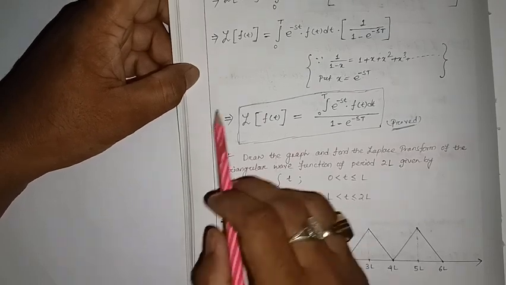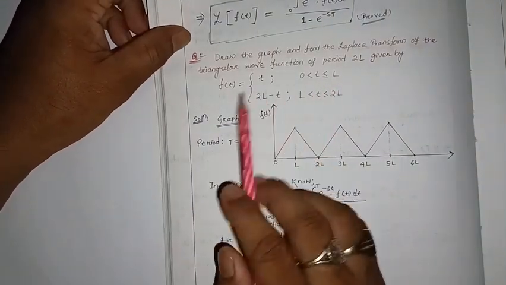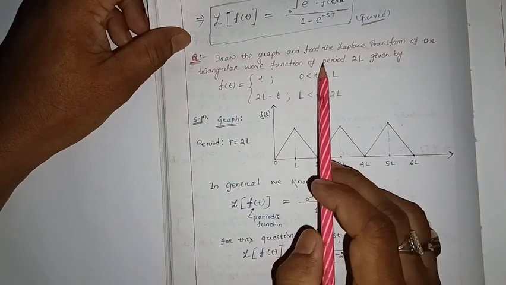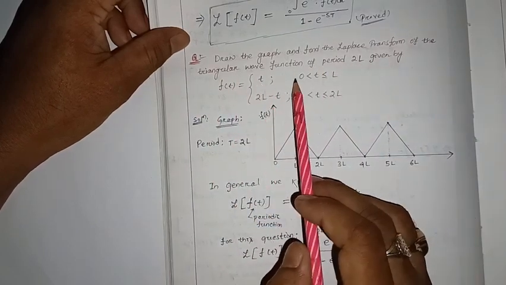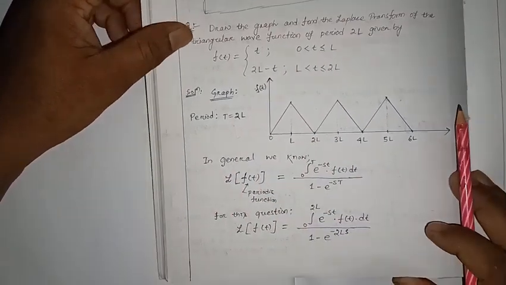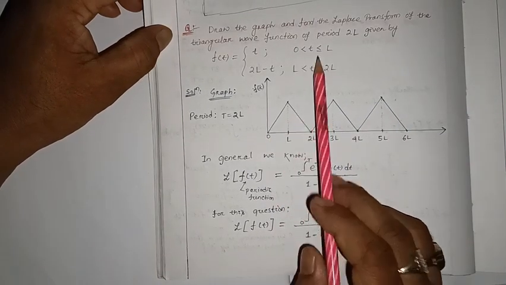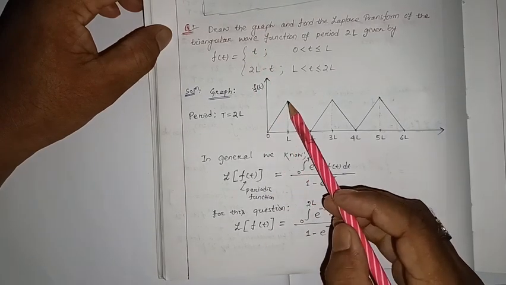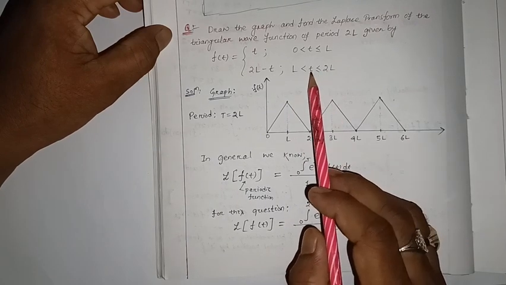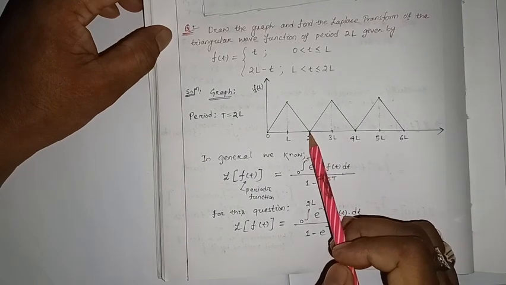Based upon this expression, we are going to go for a numerical: draw the graph and find the Laplace transform of the triangular wave function of period 2L, given by t in between 0 to L, and 2L minus t in between L and 2L. If I draw this function, this is the graph. In between 0 to L, this is t, which means it increases up to the maximum value. Then at t equal to 2L, the value will be 0. That means it is decreasing and the value will be 0 at 2L.